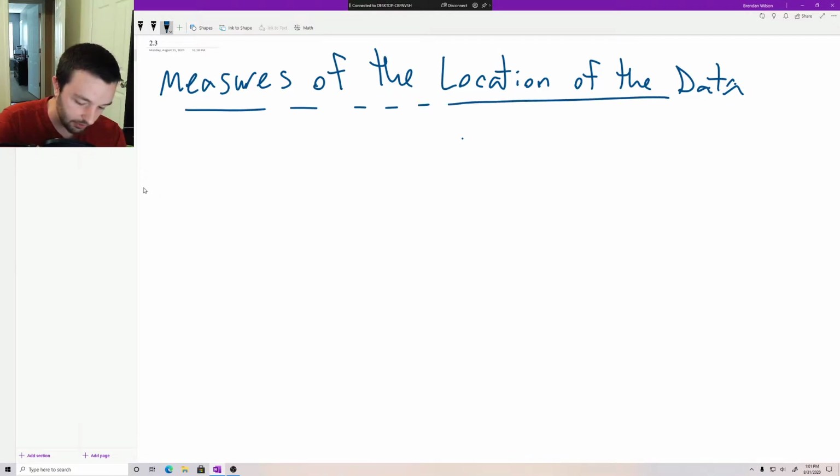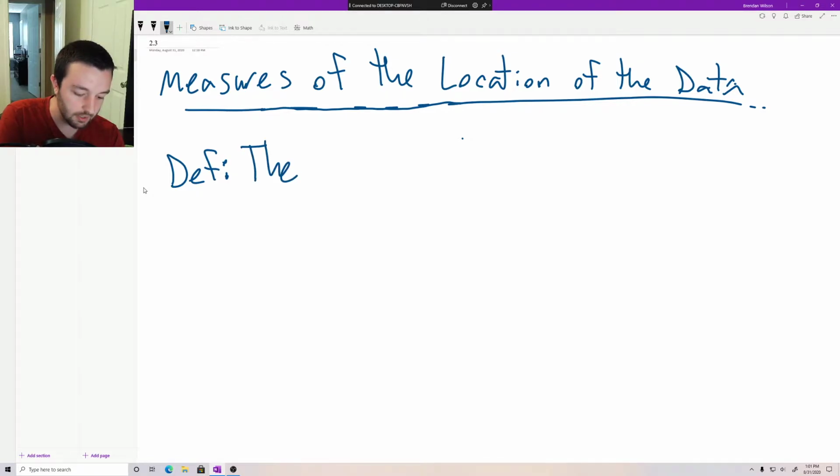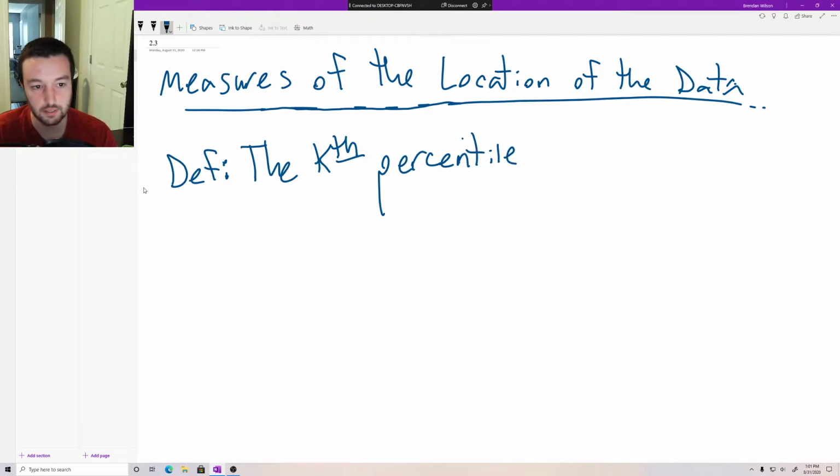So measures of the location of the data. So what we first want to do is define what's called a percentile. Okay. So the book uses the letter K, the kth percentile. So K could be any number, right? K could be like the 25th percentile or the 90th percentile or something like that.